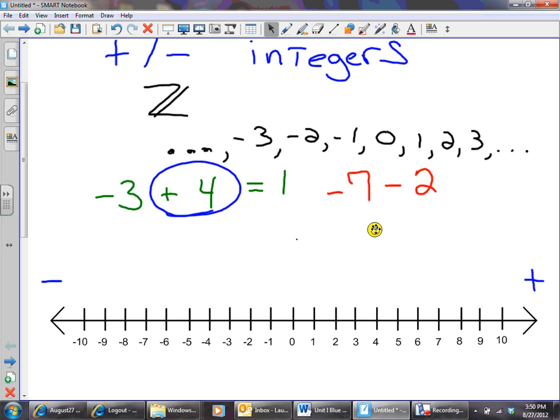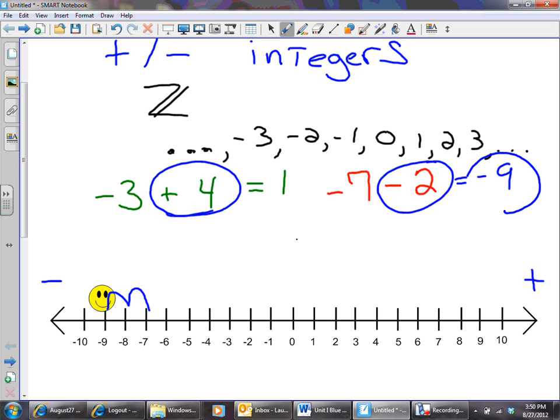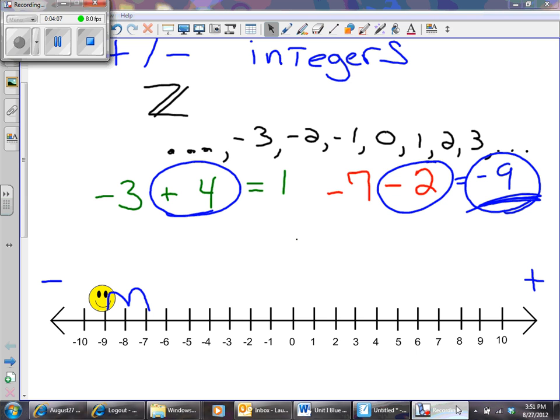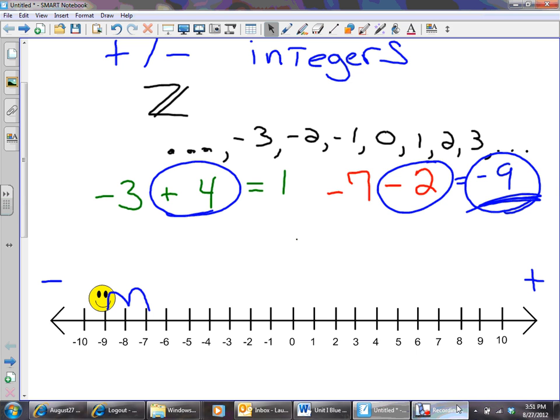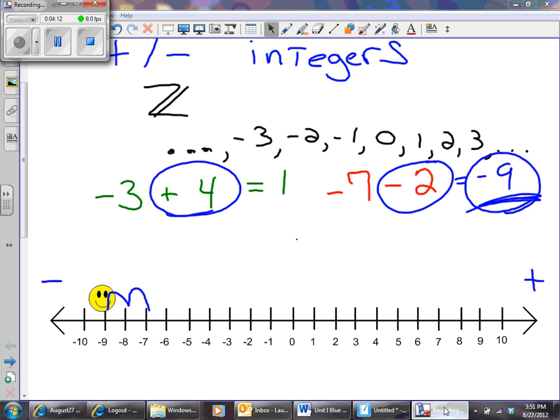There we go. I will put my smiley guy at negative 7. And then I will move 2 in the negative direction. So he will go 1, 2. And so therefore he ends up at negative 9. So negative 7 minus 2 equals negative 9. That is the correct answer right there. Now, some of you may not realize that I can't really do this with any type of problem. You can, it just doesn't become practical with all of them.